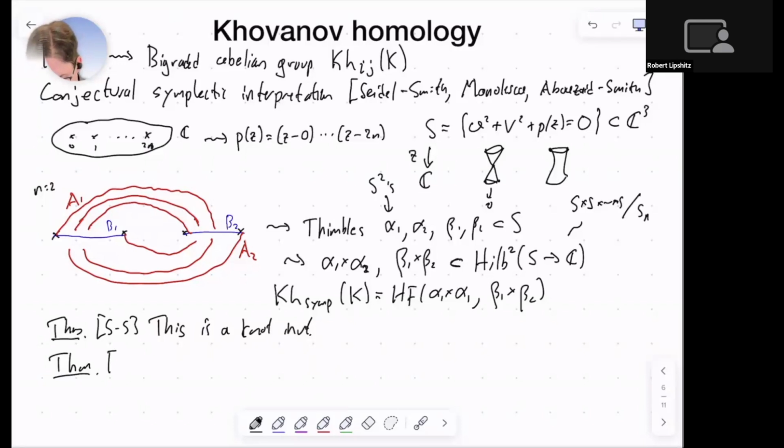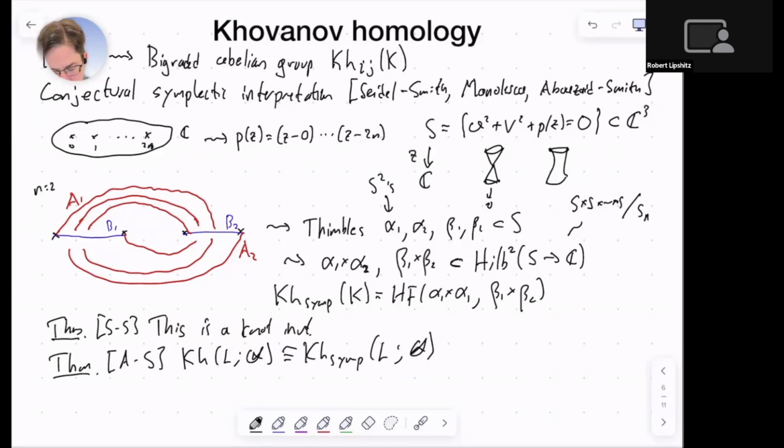More recently, Abouzaid and Smith showed that if you just compute the Khovanov homology over Q, this is in fact isomorphic. Sorry, it's going to be a great theorem. The Khovanov homology and the symplectic Khovanov homology over Q agree. So in characteristic 0, the two invariants are the same. So this actually did recover Khovanov homology. And that's from about 10 years ago.